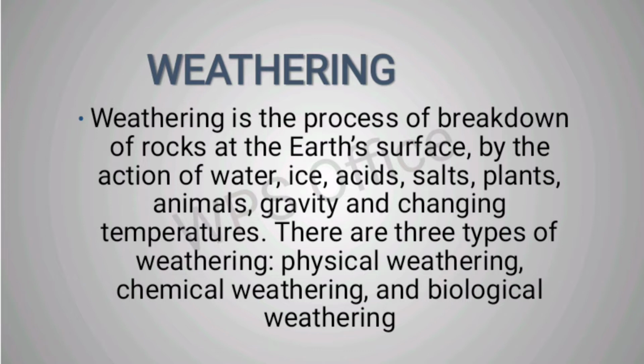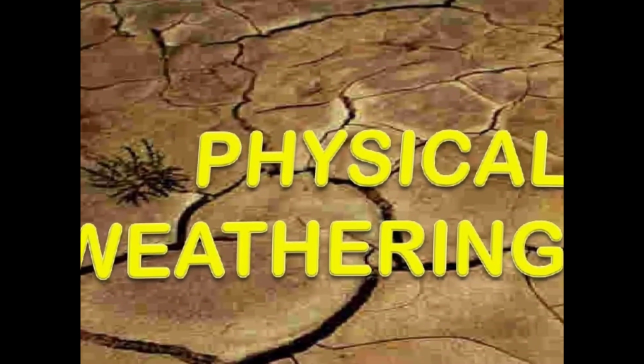An example of weathering is wind and water causing small pieces of rock to break off at the side of a mountain. And also, there are three types of weathering: physical weathering, chemical weathering, and biological weathering. Physical weathering.